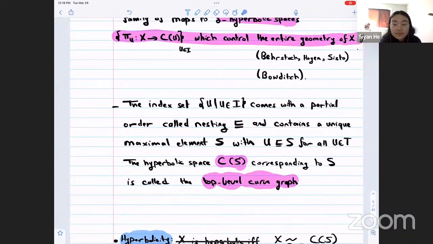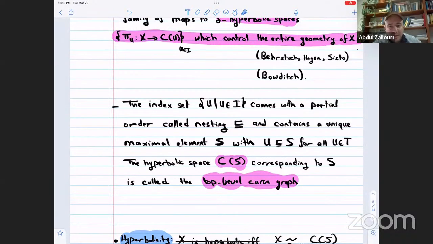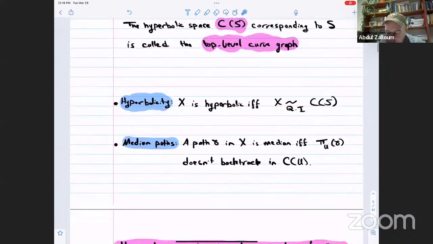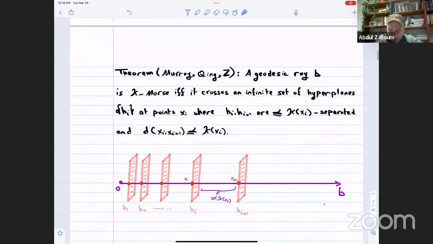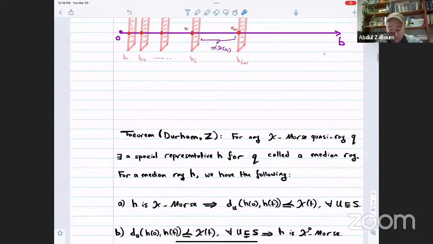So that's like the curve graph if you know the mapping class group. That's really the idea, or the contact graph. Okay, any other question?